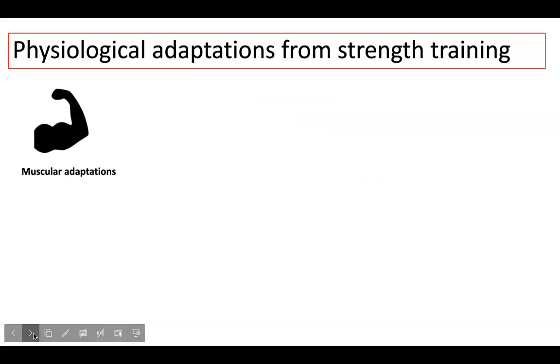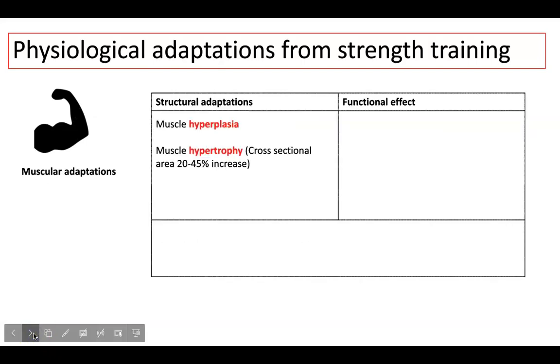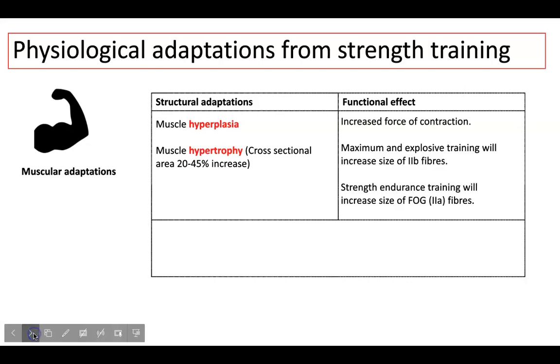We've got muscular adaptations that take place due to strength training. First of all, the structural adaptation that takes place is muscle hyperplasia, and we also have muscle hypertrophy, i.e. our cross-sectional area increases. We know how that affects our strength due to factors that affect our strength. The functional effect of these two are increased force of contraction. Maximum and explosive training will increase size of type 2B muscle fiber types. Strength endurance training will increase size of our fast oxidative glycolytic fibers. Overall effect, increased muscle mass leading to increased speed, increased strength, and increased power output. Finally, again, can have questions on muscle hyperplasia and muscle hypertrophy as well, please.